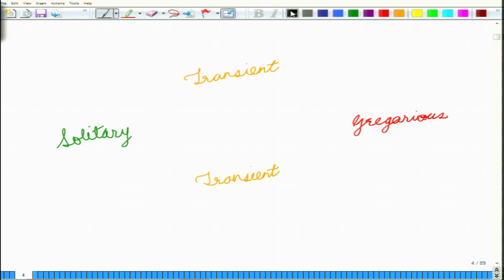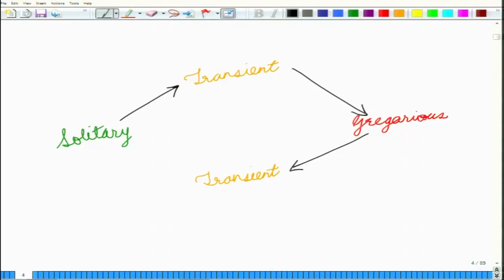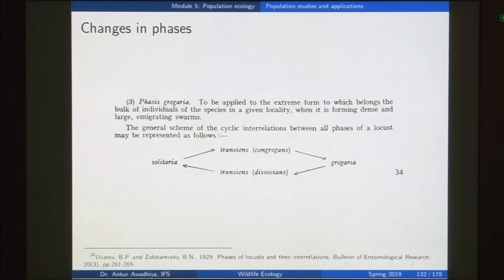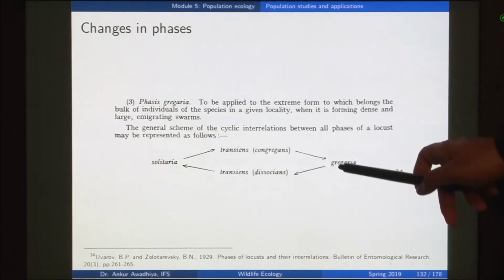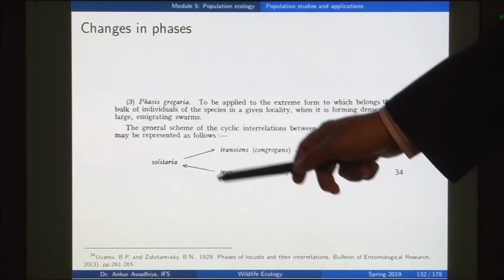Now, what happens is that if you have a solitary phase and the population is increasing, the population will tend to go towards transient. If it increases further, it will tend to become gregarious. If the population is gregarious and you have ample space, and the number of animals has come down, maybe because of a change in the environmental conditions, then the gregarious will slowly turn into the transient phase, and from the transient it moves to the solitary phase. So, at all times these insects remain in these three phases: the solitary phase, the gregarious phase and the transient phase.